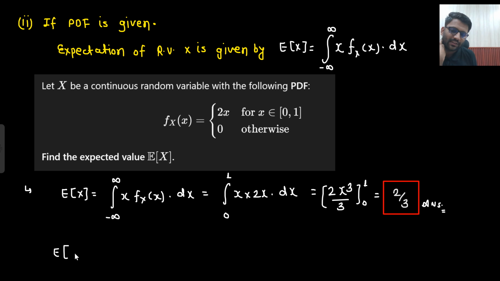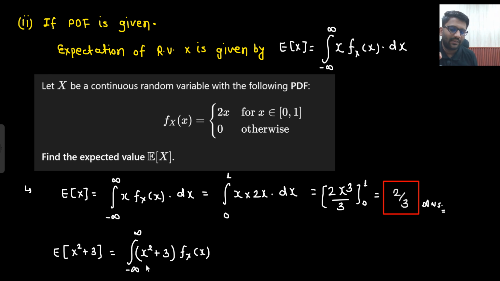What if they were asking you the expectation of x square plus 3? What would you have done? What did I tell you? Whatever is written here, capital X will be replaced with small x. Now this is a function of x. So what will you put here?